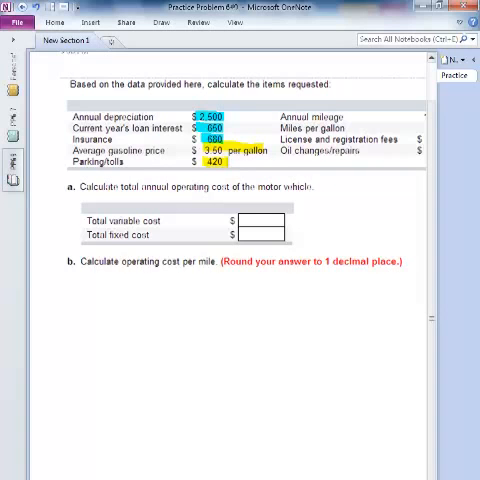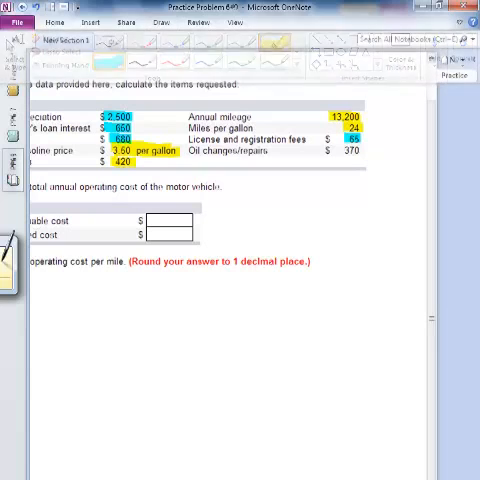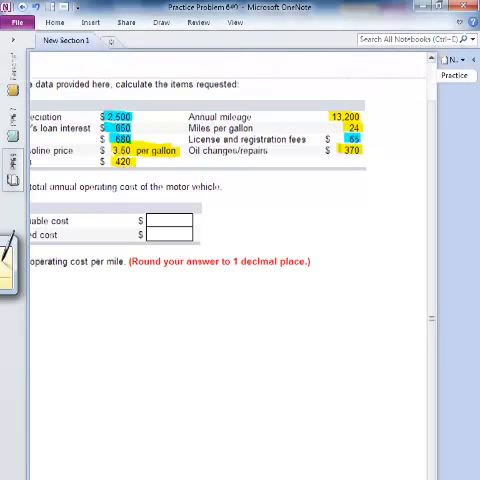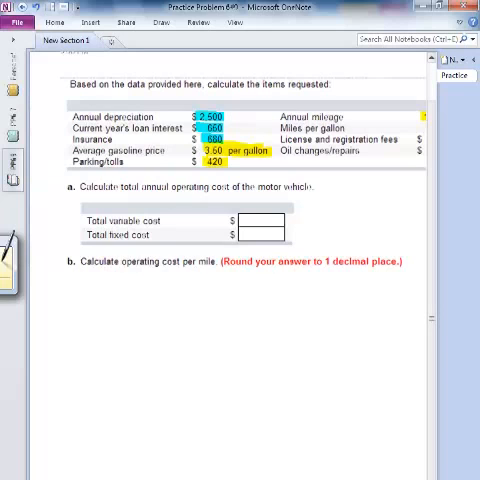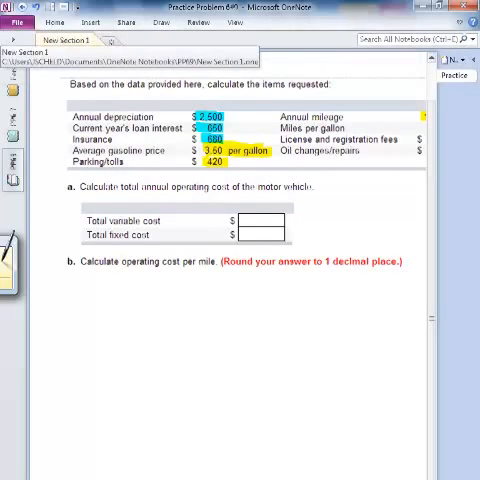So I'm going to move this over. Annual mileage counts as a variable cost, and miles per gallon counts as a variable cost. That'll all go into paying for gas, which we'll come back to in a little bit. License and registration fees will be a fixed cost, so that goes back in blue. And then oil changes and repairs will count as a variable cost. So that will be yellow.